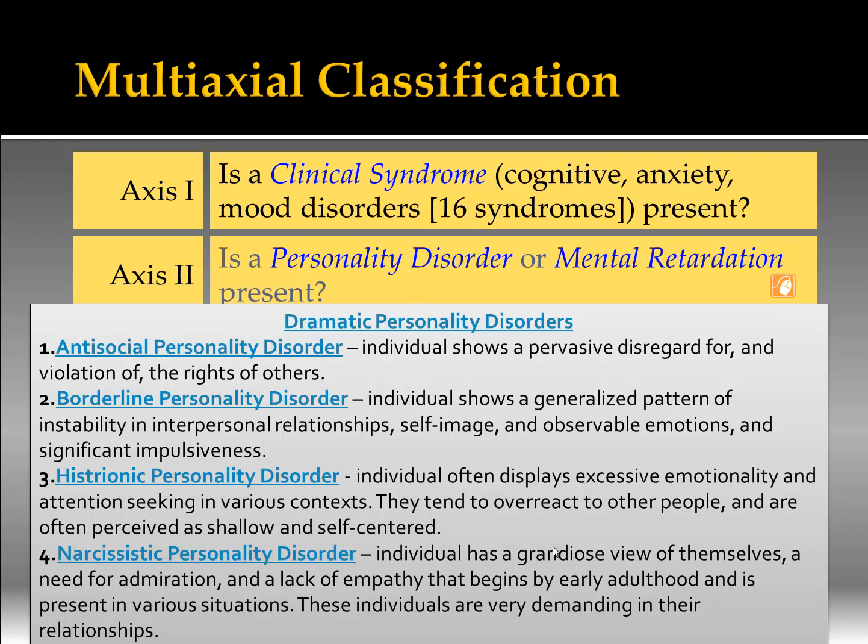self-image, observable emotions, and significant impulsiveness. They got a little bit of everything going on here. And the borderline personality oftentimes is considered one of the more difficult personality disorders to treat, just because there's so much stuff going on. And while it's not enough to classify them one way or the other in another disorder, there's just a lot of stuff going on, and it's hard to work a person out of this.